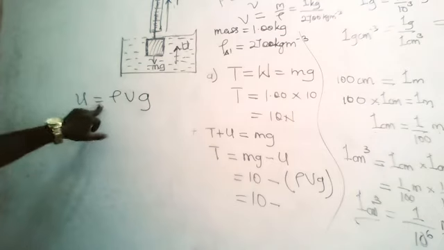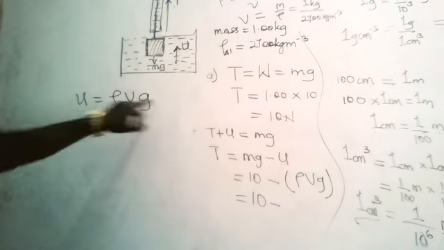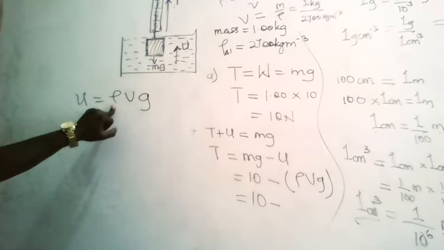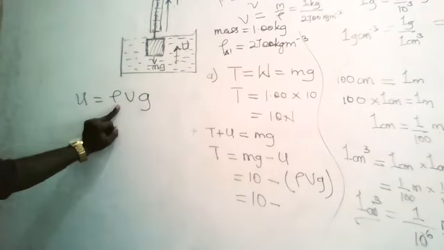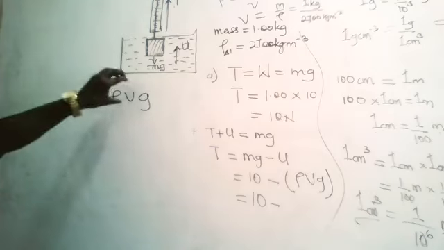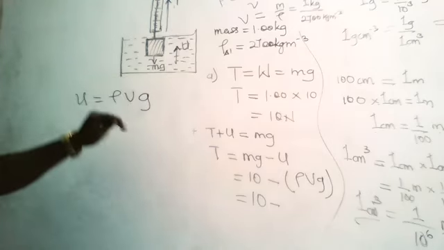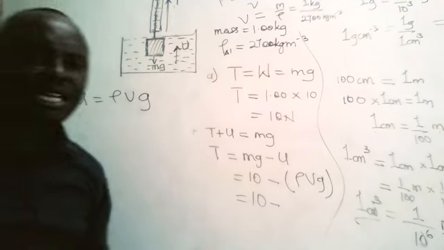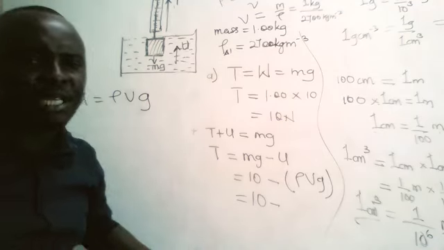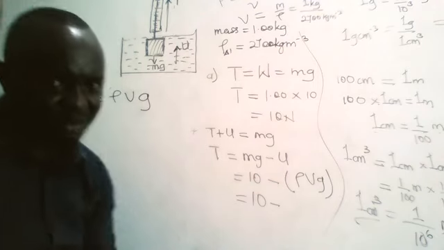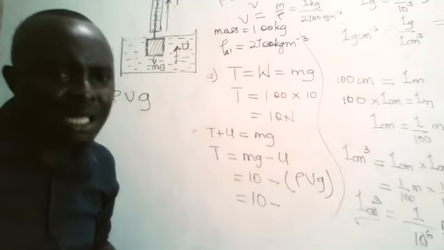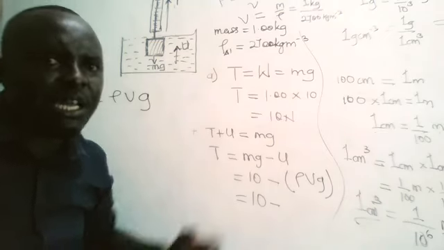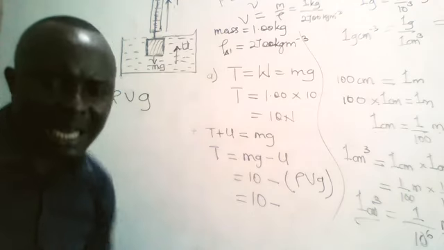You see, upthrust is equal to rho V g. Rho is the density of the liquid. The liquid is water. Its density is constant, 1,000 kilogram per meter cube. Then the volume of the liquid displaced is always equal to the volume of the object submerged in the liquid. The object is completely submerged in the liquid, meaning its whole volume is within the liquid, isn't it?